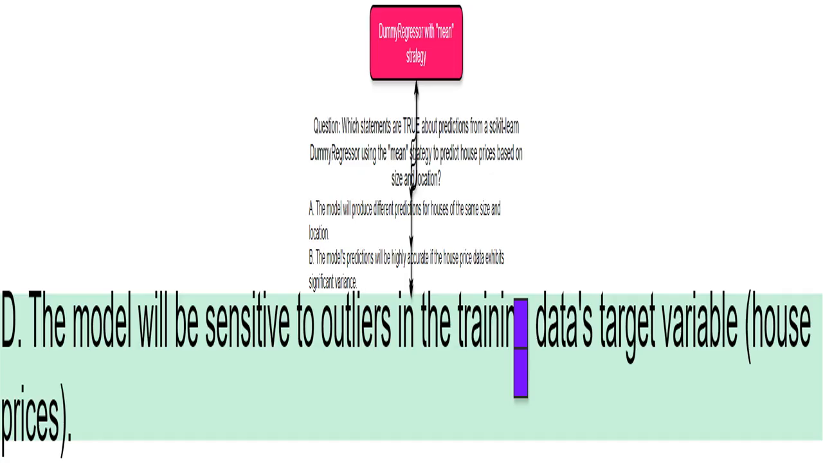Let's talk about outliers. Imagine one extremely expensive house in my dataset. That expensive house will inflate the average price, and my model will predict this higher average for every house, even those that are much more reasonably priced. The mean is easily influenced by extreme values. That's what makes my model sensitive to outliers.